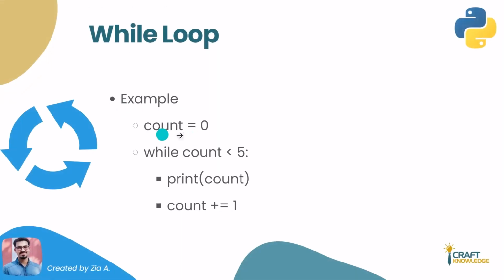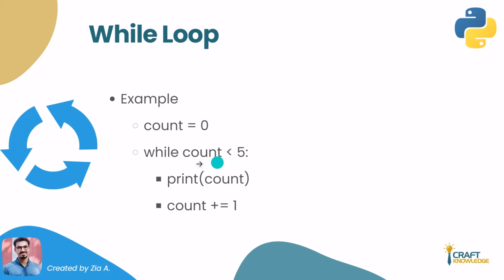Okay, so first of all, let's say the count is equals to 0. Count is just a simple variable, nothing else. Cool. And then we have while, that is a keyword, reserved word. We'll write it as it is. Then count, which is this variable. We say count is less than 5.